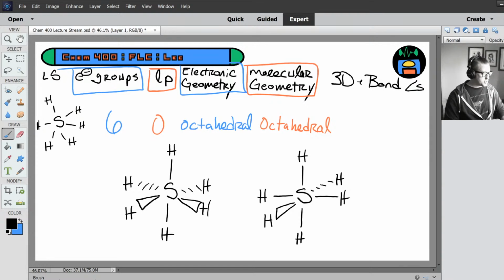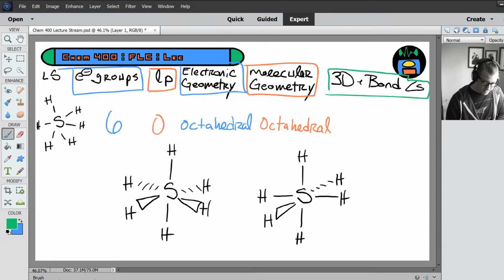So these would be 2 correct octahedral depictions of sulfur hexahydride. When we talk about our bond angles here, in an octahedron, we saw in the trigonal bipyramid that there were 2 different types of bond angles, right? There's the 120 and then the 90.